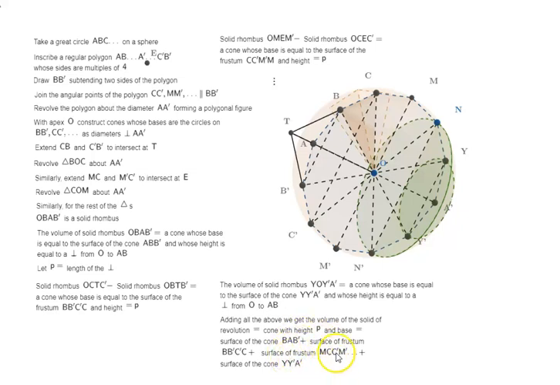If we substitute these with the actual expressions, we will get an expression which will give us the volume of the solid that is formed by the revolution of this inscribed polygon about the diameter in the sphere. So finally we can say the volume of the solid of revolution is equal to a cone with height P and base equal to the surface of the polygonal solid. So that is proposition number 26 of works of Archimedes, specifically from book 1 of On the Sphere and Cylinder.